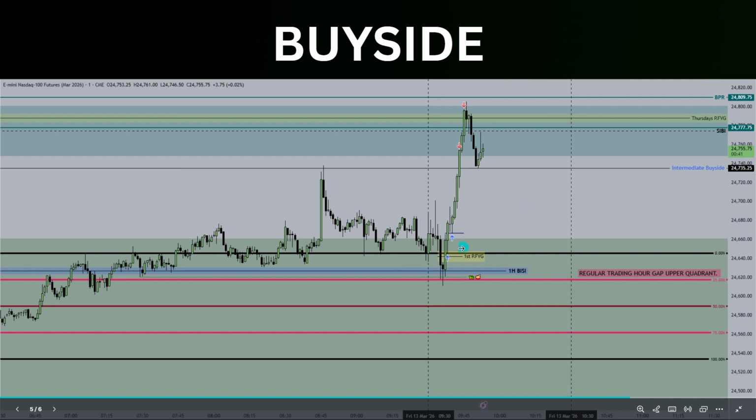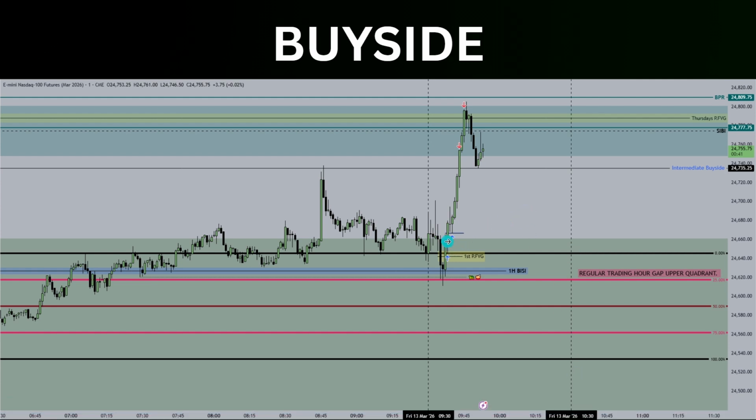opening gap. So then on the next candle, as we opened and we traded lower and we ticked the high of the regular trading hour gap in this bold black line here and the high of this first presented fair value gap, that is where I entered.